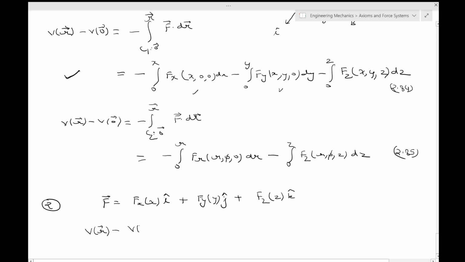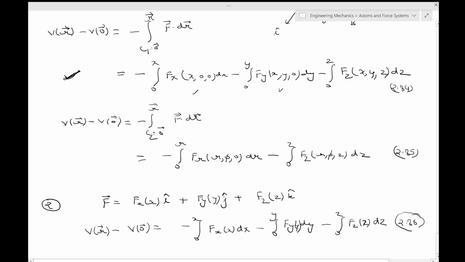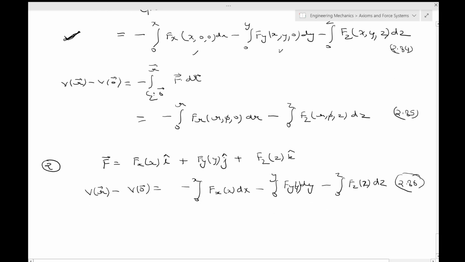we can write this quantity as 0 to x. So we'll just use this equation 2.84. Over here it will just be f of x dx minus 0 to y f of y dy minus 0 to z f of z dz. Okay, this is 2.86. And in a specialized case where f depends, say, only on fx, there the Fy and Fz are 0, then automatically you would have Vr minus V0.